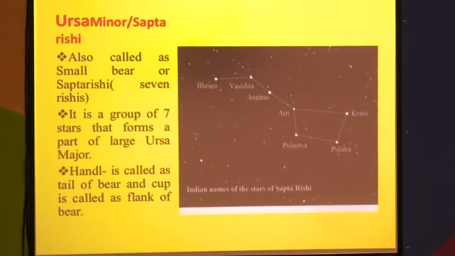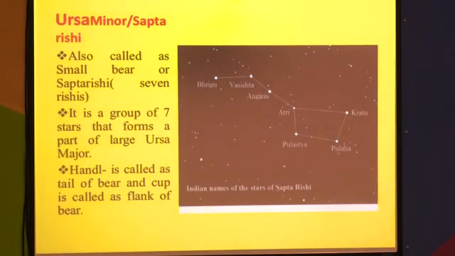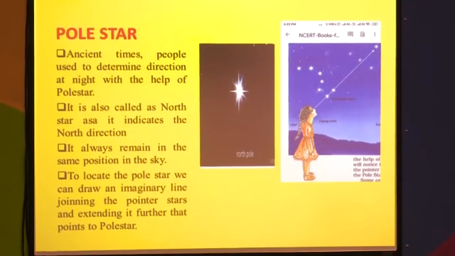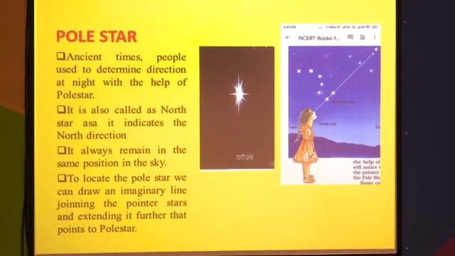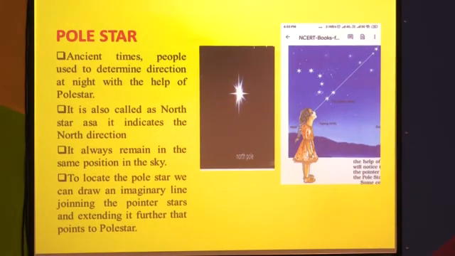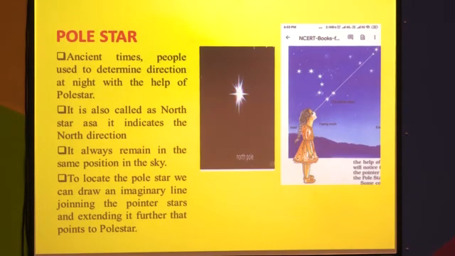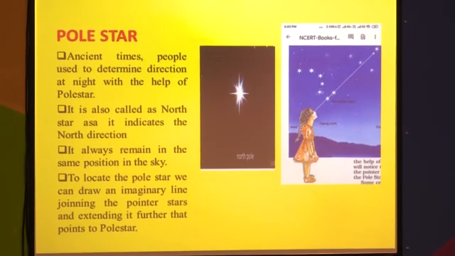Then we have seen Ursa Minor, that is Saptarishi, and again we have seen what is pole star, how in ancient days people used to identify pole star, how they used to locate the places by seeing the pole star, as the position of the pole star always shows the north direction, okay? It never changes its position. And how to locate the pole star also we have seen, just by an imaginary line joining the stars and extending it further to the pole star. And today children I will show you videos also, okay, of pole star.